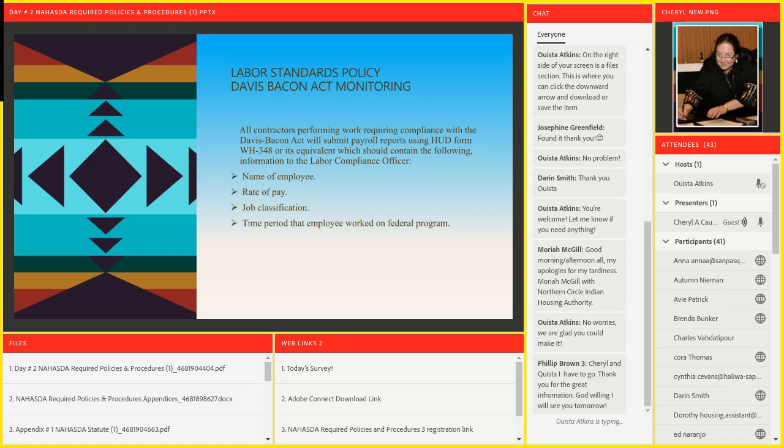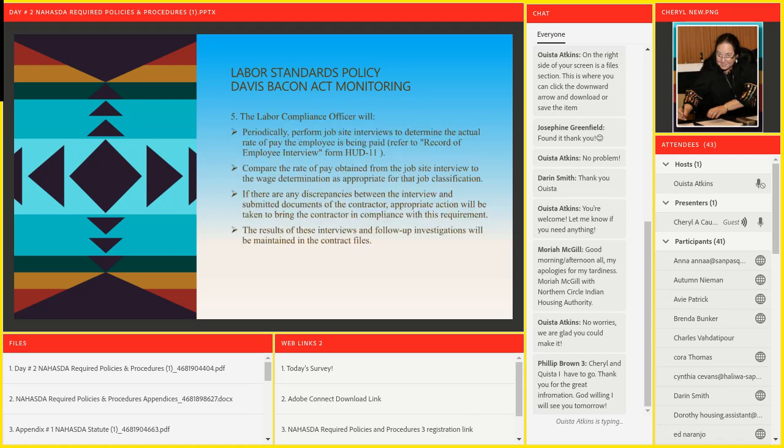And it needs to go to your labor compliance officer or who's doing your construction, whoever's your point person. The name of the employee, the rate of pay they're receiving, their job classification, the time period that that employee worked on the federal program. They should actually keep notebooks, is what I always advised them. When you step forward on the reservation land, I want to know what you did, how long you were there, and when you left. Your labor compliance officer will periodically perform job site interviews.